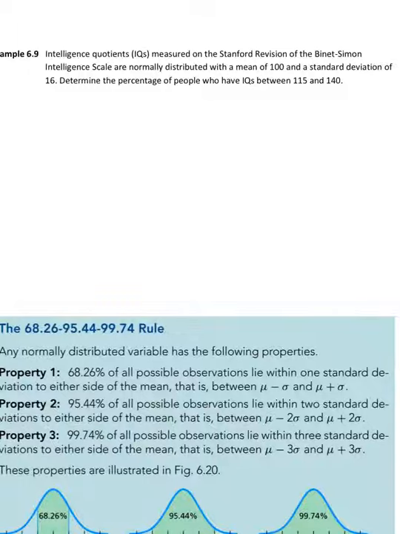Example 6.9. What is the mean? How much is the mean? In this example, the mean is 100, standard deviation 16. Do you know what IQ is? IQ, the intelligence score, right?